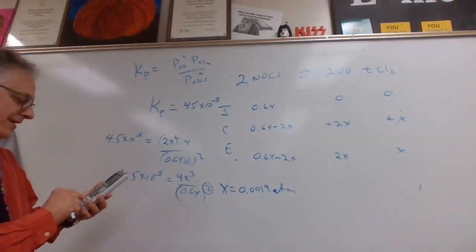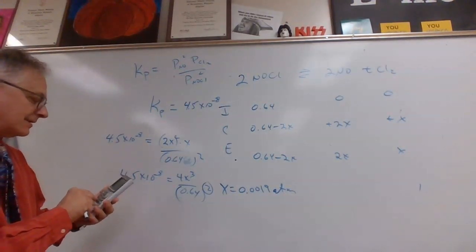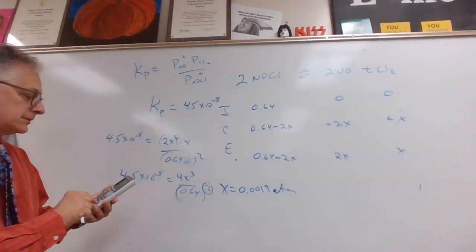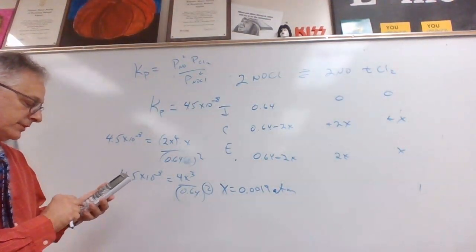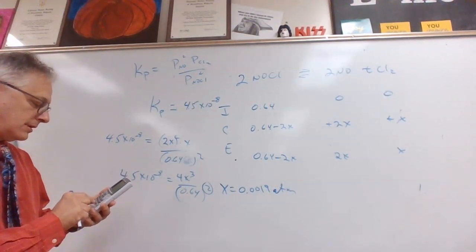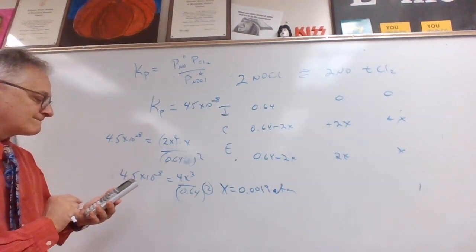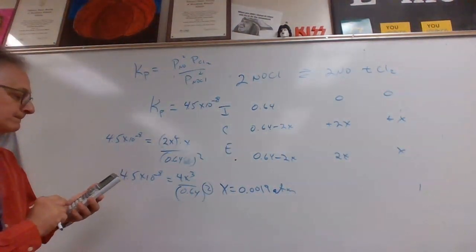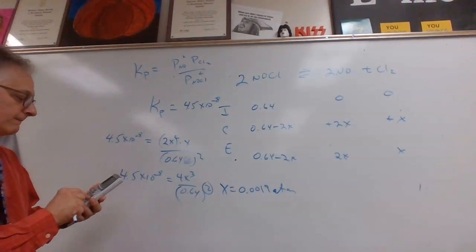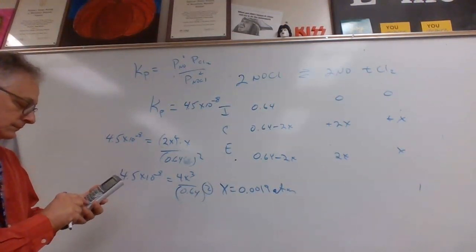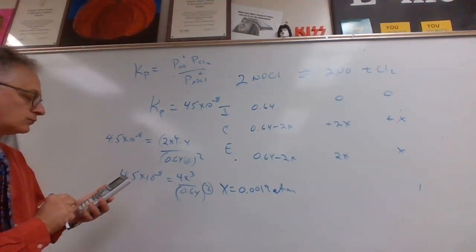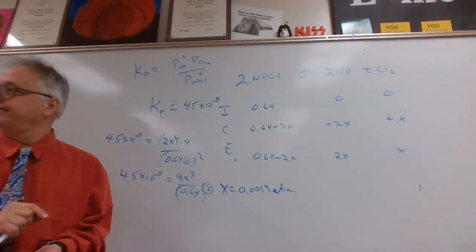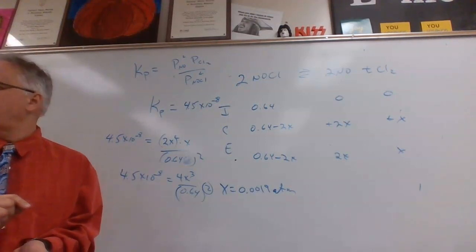So 4.5 times 10 to the negative 8 times 0.64 squared. Now, I'm going to divide by 4 and take the cube root. And I get 0.0017. Does that match up with what you guys got?